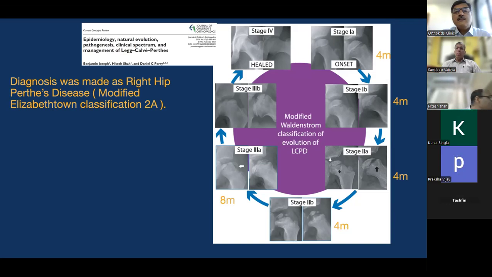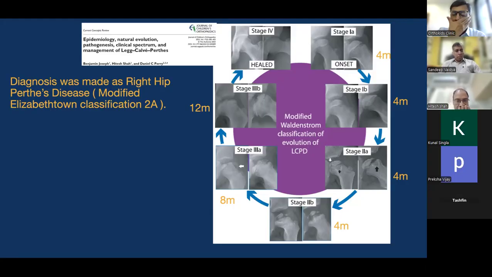So the diagnosis was made as right hip Perthes, modified Elizabethtown classification 2A. According to Benjamin Sir's paper on the modified Waldenström classification of LCPD, the onset stage is just for 4 months. Then stage 1B is early fragmentation, and that stage starts at almost 8 months after the start of the injury.